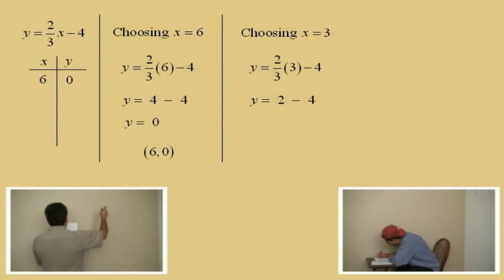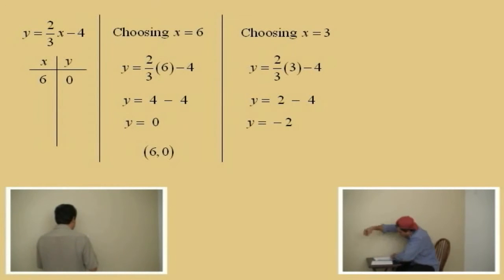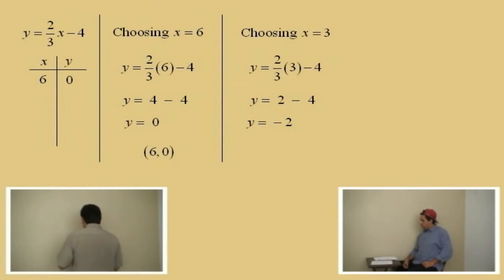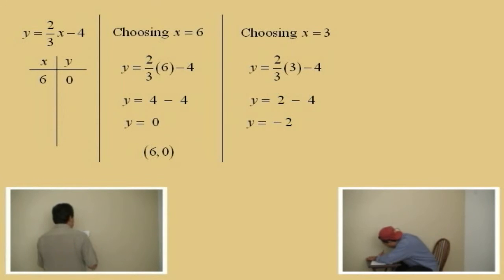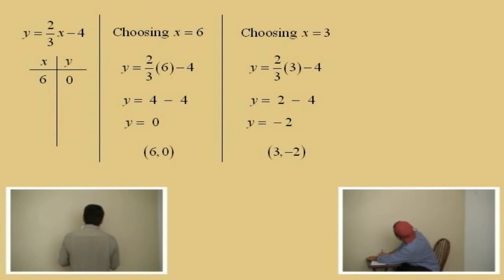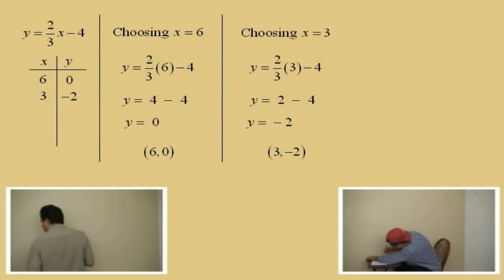We have y equals 2 subtract 4. Very nice, Charlie. And so what is 2 subtract 4, Charlie? -2. -2, very good. And so, choosing x equals 3 gives us y equals -2. And Charlie, so what's our ordered pair there? 3 comma -2. Very good. We'll go ahead and put it in our table.